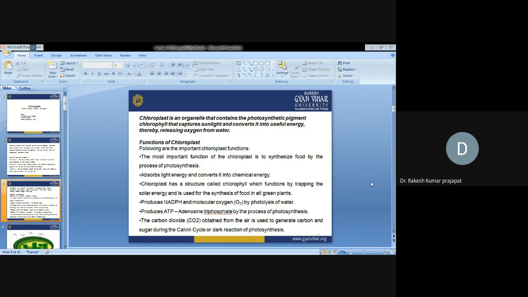The carbon dioxide obtained from air is used to generate carbon and sugar during the Calvin cycle, a dark reaction of photosynthesis.